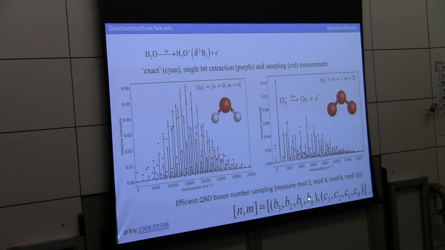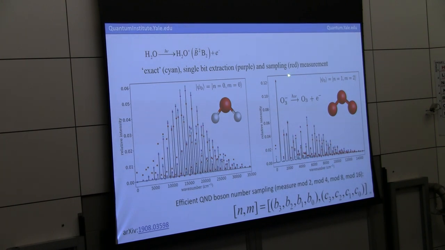We can find the number of, in this case, photons, mod 2, mod 4, mod 8, mod 16. And so that's boson sampling. It's like having a number-resolving counter that works up to 4 bits, for each of two modes.